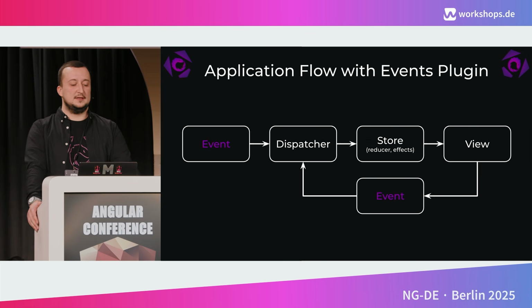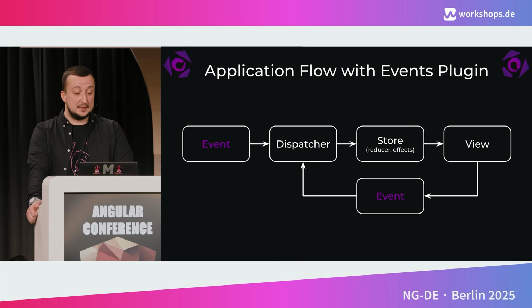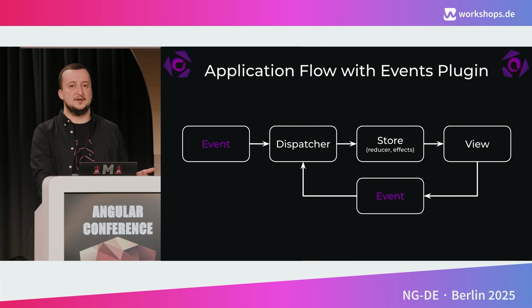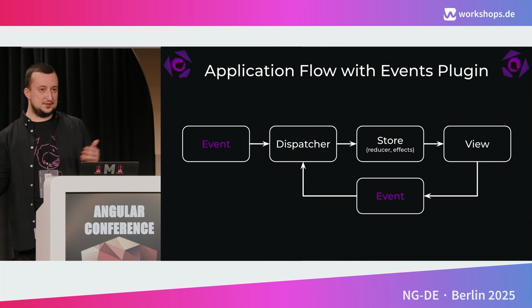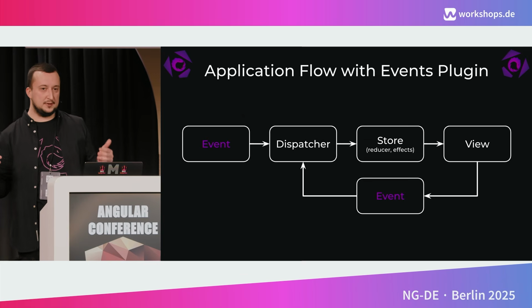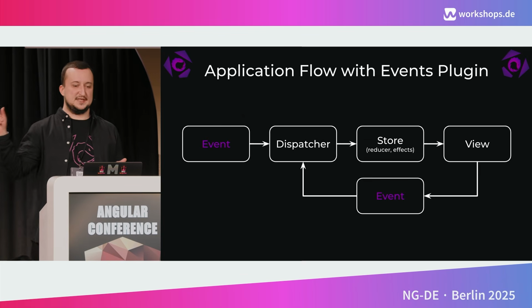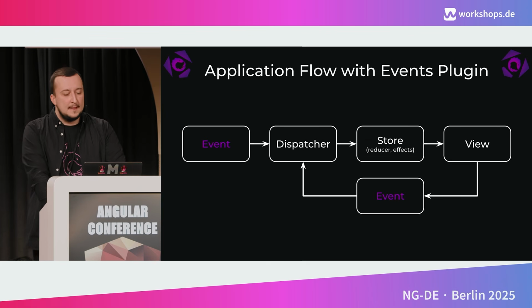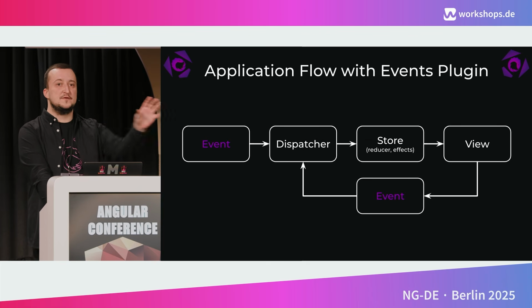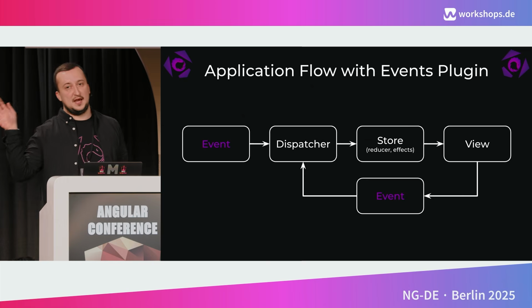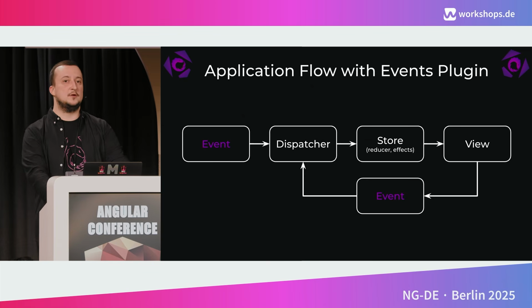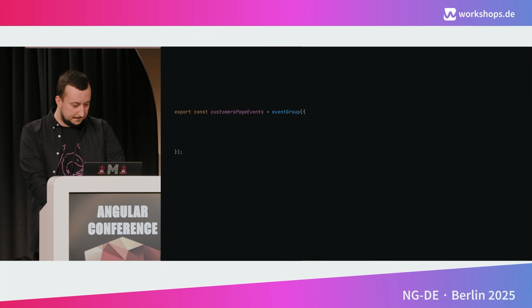So here you can see the diagram of application flow with Events plugin. When something happens in our system, we are dispatching the event to the globally provided service called dispatcher that acts as event bus. Then, dispatched event can be handled by one or multiple stores. We are writing reducers for state transitions, effects for performing usually asynchronous side effects. Updating our state, the new version of state is reflected in the view. Then when something happens in the view, the new event is dispatched to the dispatcher, so this flow repeats over and over in our application.